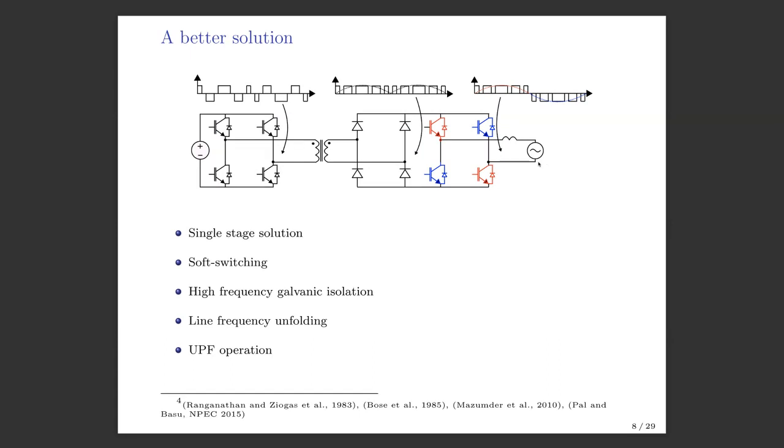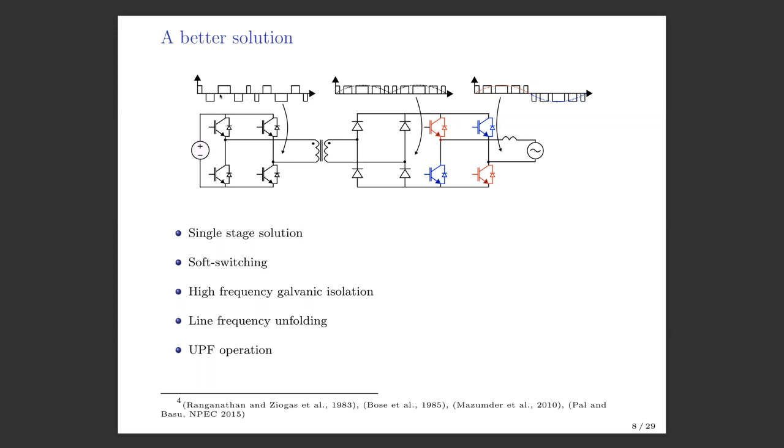Now, here is a better solution. Now you see what I have done. I have just removed that inductor and capacitor in this link, and I made just one total converter. And how will we control this? I already told you with this DC side bridge, I can make a quasi-square waveform.